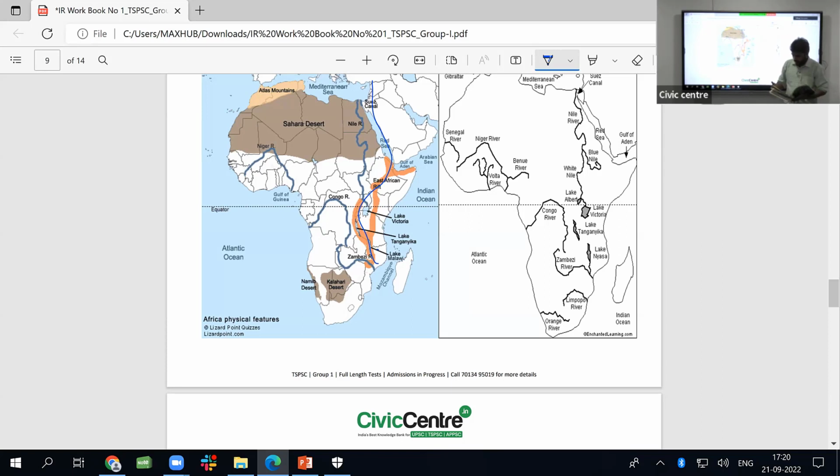Now try to locate the Mozambique Channel, which separates Madagascar and Mozambique. From Madagascar, try to see Mauritius, Seychelles, Comoros, Reunion, Zanzibar Islands. North of Madagascar, you can see Seychelles and Agalega Islands also. South of Madagascar, you can notice Mauritius, Reunion.